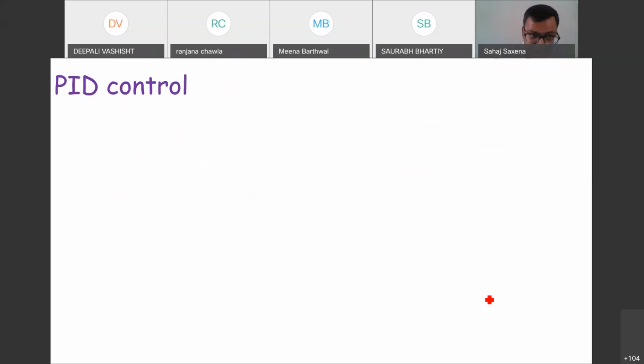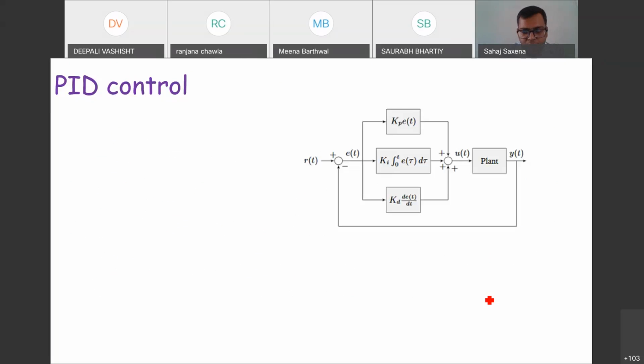So the controller is my PID controller. Maybe you know the word PID or not, but PID is a very basic controller and it is highly used in the industries. Almost 90% of the industries use PID till date. So what is a PID? We have a plant or a process and this is my controller.